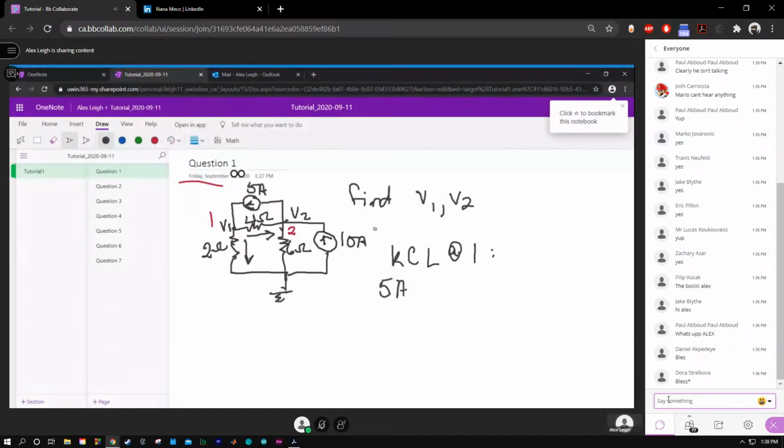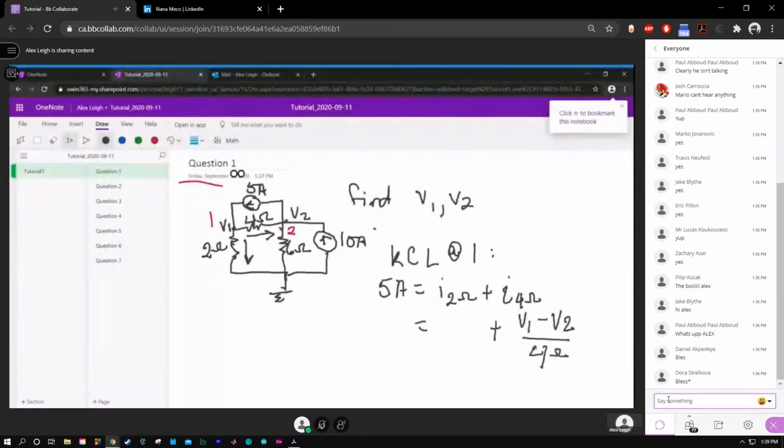So I'm going to say that 5 enters, and what exits is the current going through the 2 ohm resistor and the current going through the 4 ohm resistor. Now, what are those currents? We know that the current flows from high to low potential. So we're going to say the first one here, the 4 ohm, is going to flow from high to low. So we're going to say V1 minus V2, and it's going to be divided by the resistance. That's how we get the current.